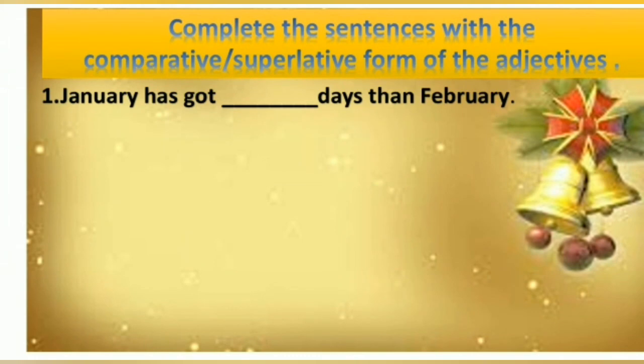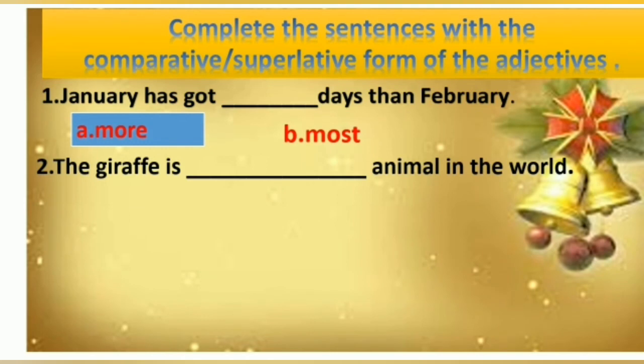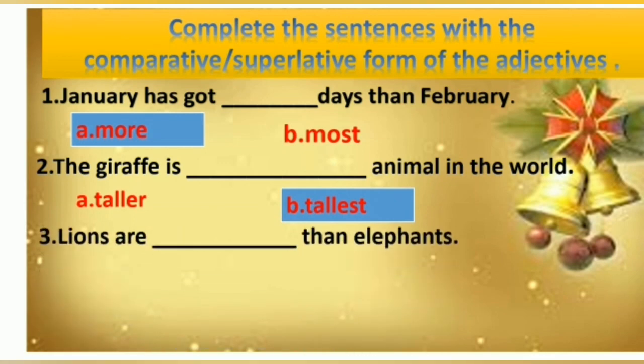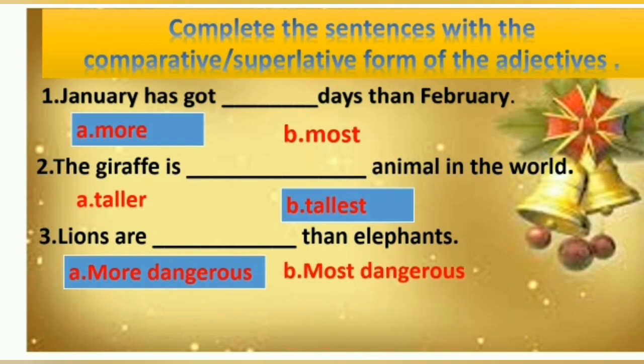Let us see some more exercises. January has got dash days than February. More, most. The answer is more. The giraffe is dash animal in the world. Taller, tallest. Tallest animal is the correct answer. Lions are dash than elephants. More dangerous, most dangerous. More dangerous is the correct answer.